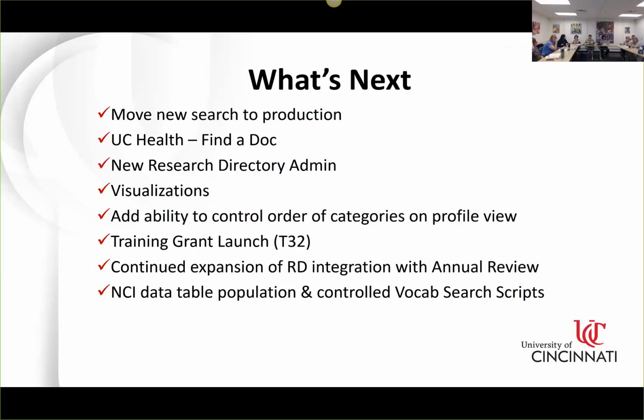This one is the ability to control the order of categories and profiles. So when you go into the research directory, you search for something, you find a research profile. And some researchers want it in a certain order, and other researchers want it in a different order. So within categories, you can already control it. But the order of the categories is something that is not controllable right now, so we're adding a new feature so that you can.